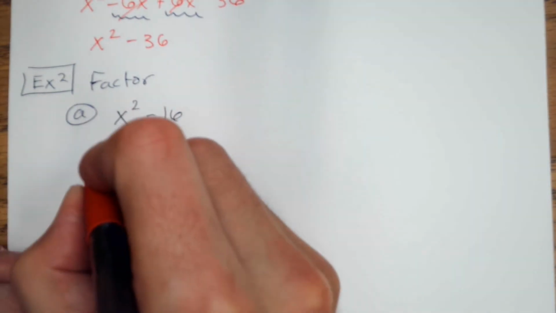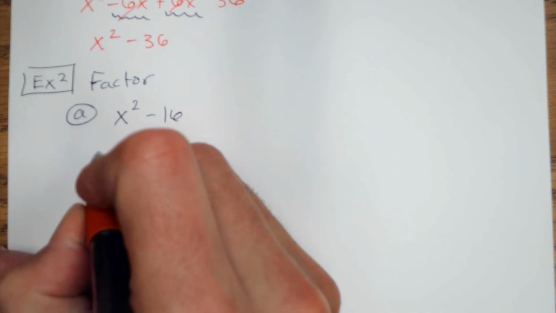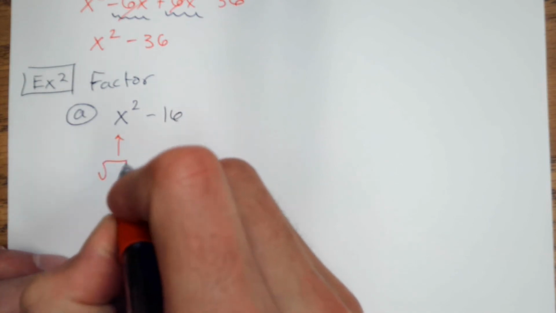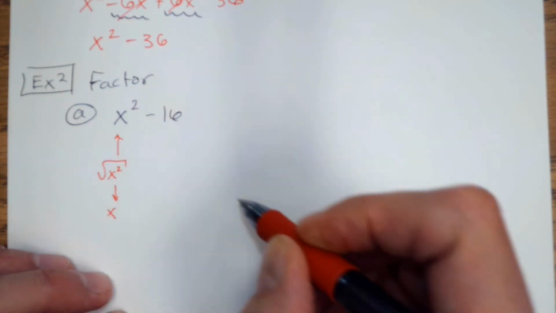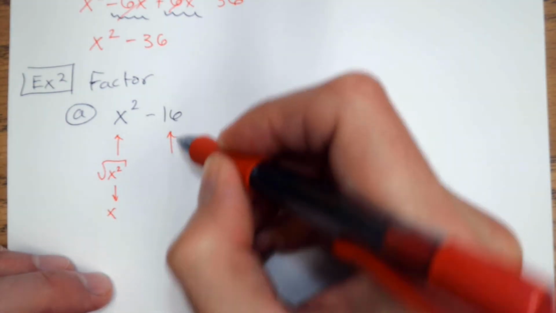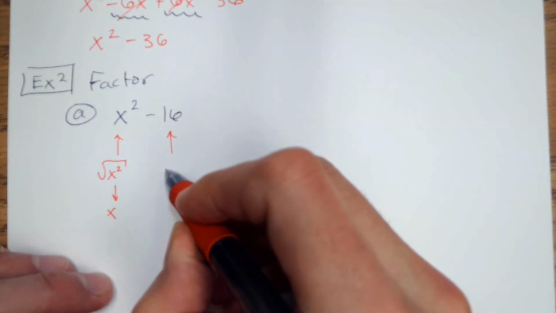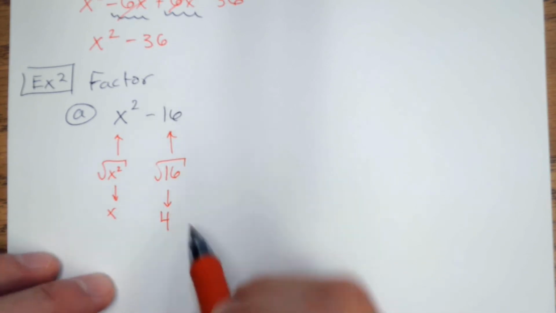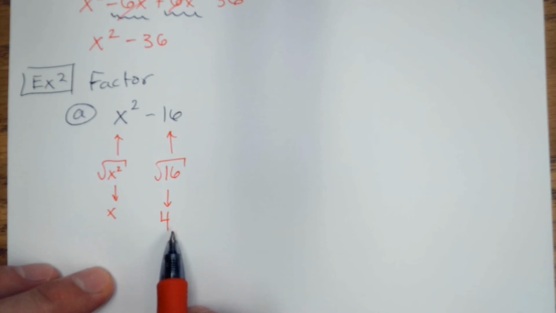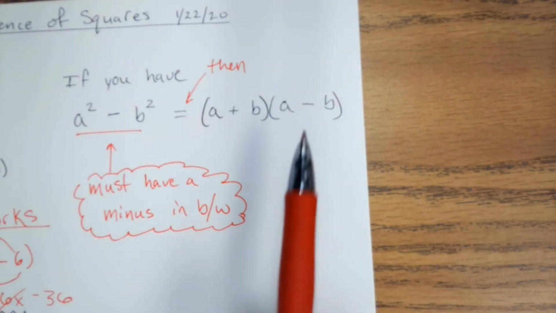But I know that I can square root x squared, and that gives me just x. And I know I can square root 16, and that gives me 4. If I got a decimal here, then I wouldn't be able to use the difference of squares pattern. I wouldn't be able to just split it up this way.